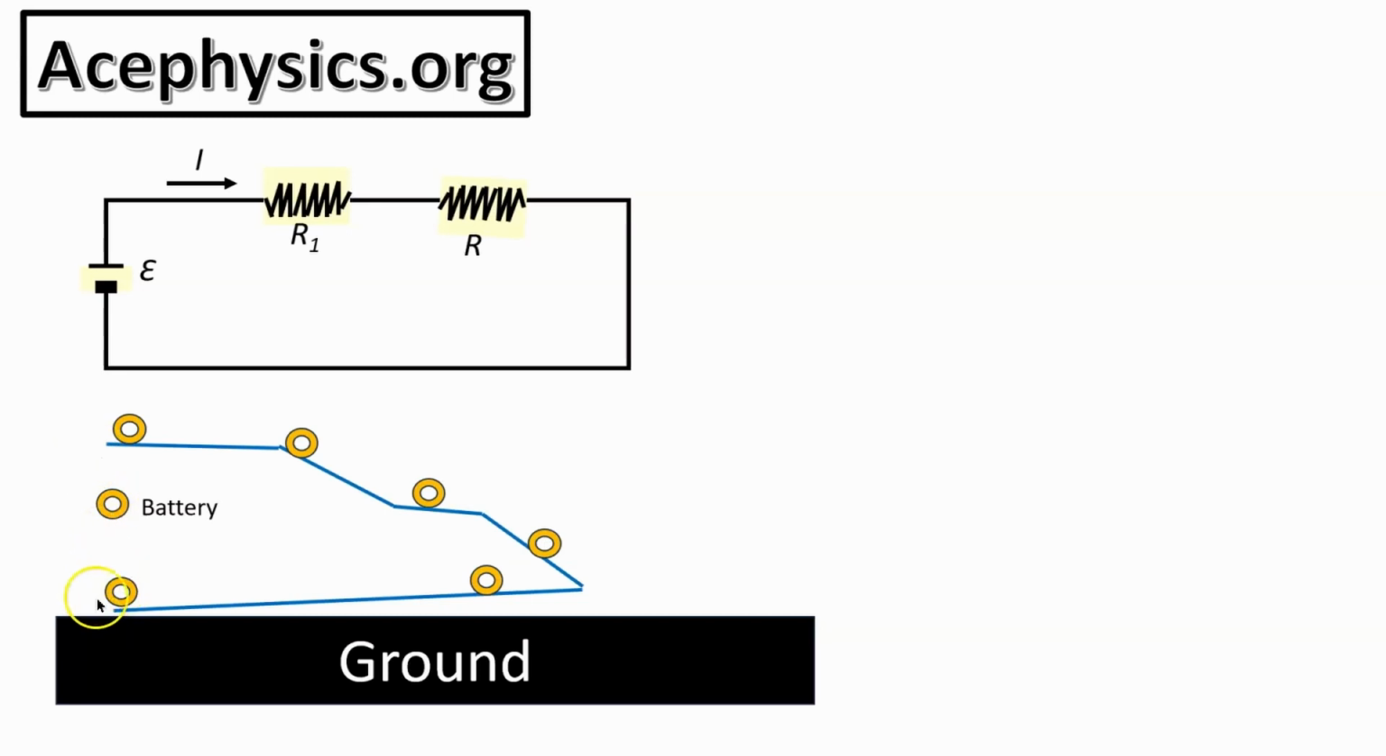And then some outside agent, the battery or a person, lifts up the balls, and they just continue flowing in this constant current like this.